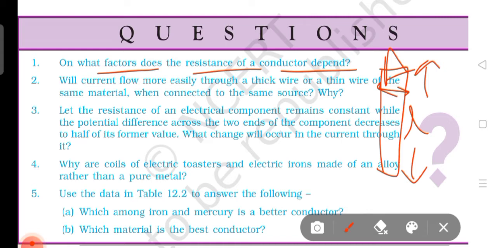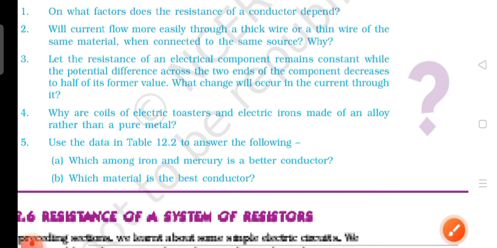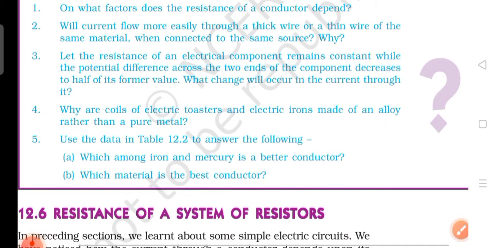Will current flow more easily through a thick wire or a thin wire of the same material when connected to the same source, and why? Just now I told you that the resistance of a conductor is inversely proportional to its cross sectional area. So the answer will be the thick wire, because if one increases, the other decreases.